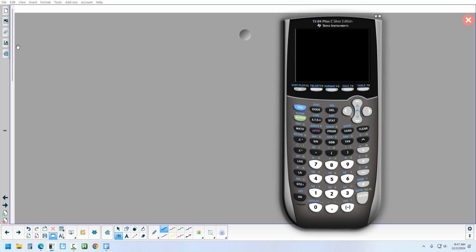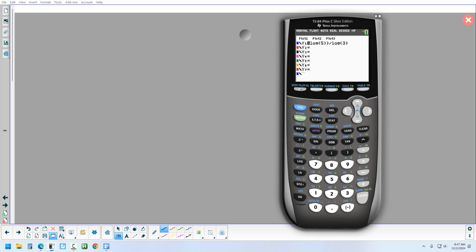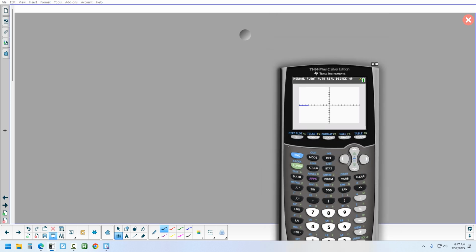All right, let's look at what an exponential looks like. Okay, so I'm going to do 2 raised to the x, and I'm going to do zoom 6. And what I'd like to look at there is the domain and the range. Okay, how far left and right it goes, and up and down it goes.